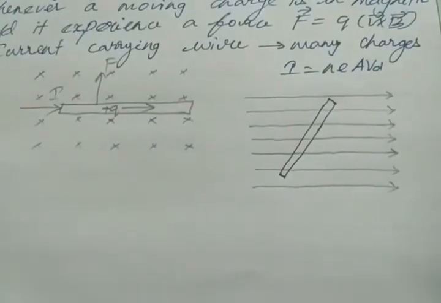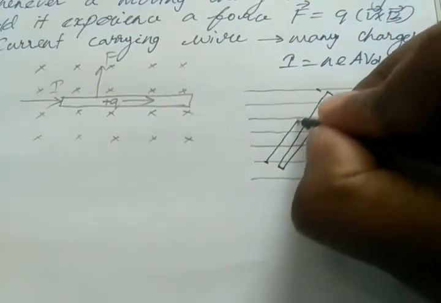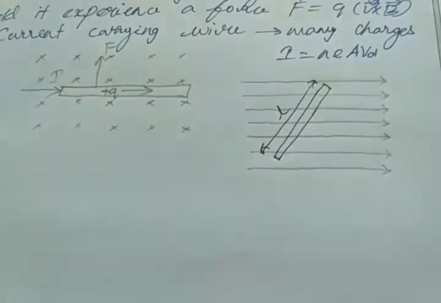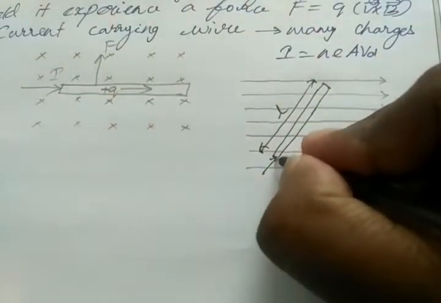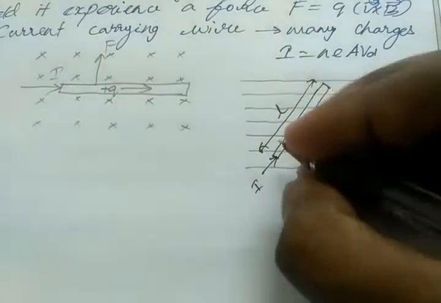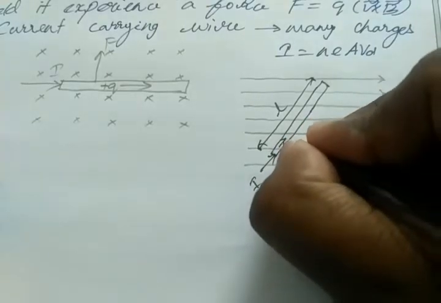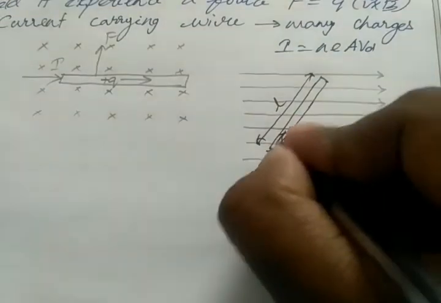Okay, so the length of the conductor is taken as L. Current is moving in this direction. So I can say my negative charge is moving in this direction. Sorry, my negative charge moving in this direction.